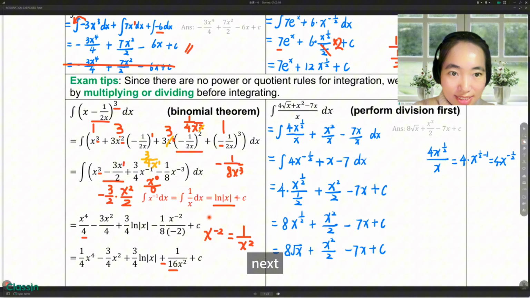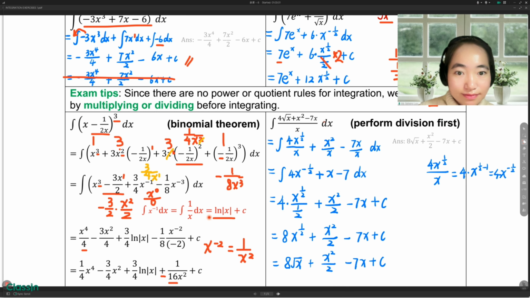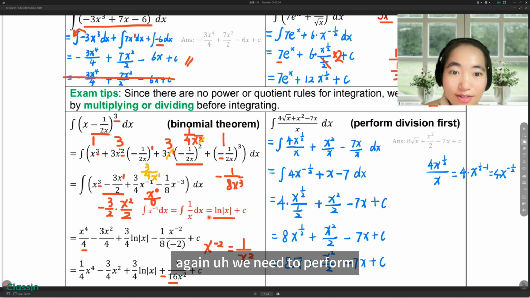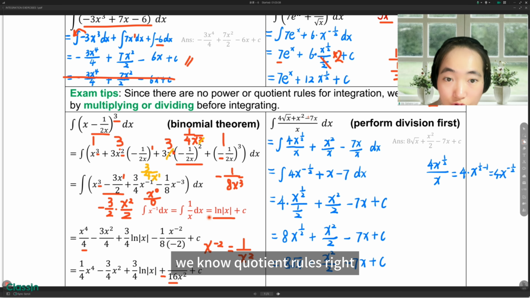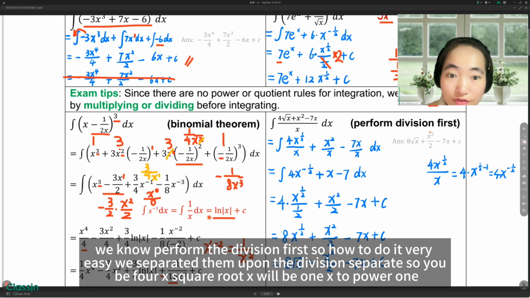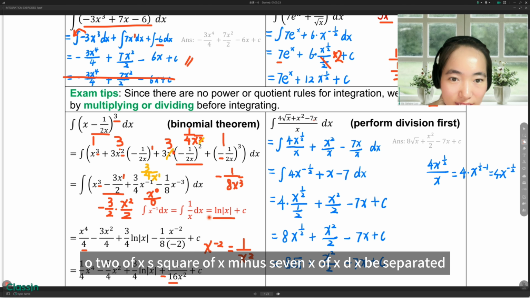Okay, next, let's continue. Here, again, because of the quotient rule, we need to perform the division first. So how to do it? Very easy. We separate them. Perform the division, separate. So it will be 4x square root x over x squared, minus 7x over x, dx. We separate them. Okay.